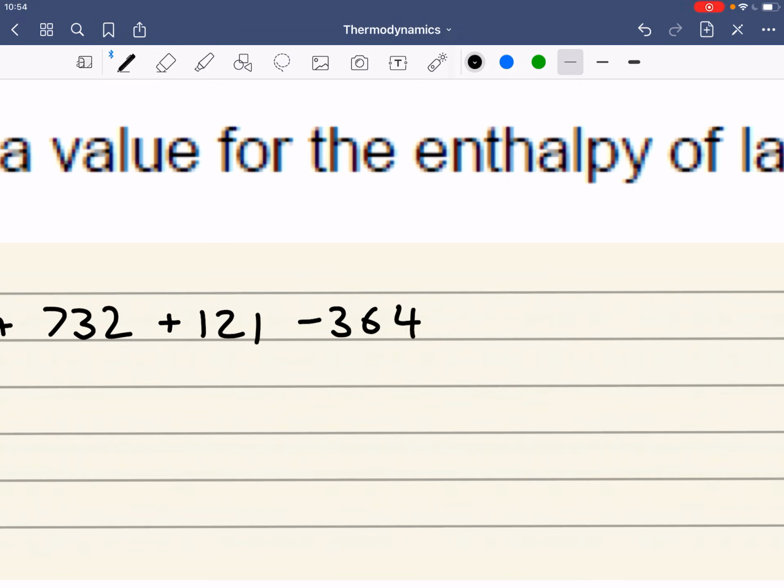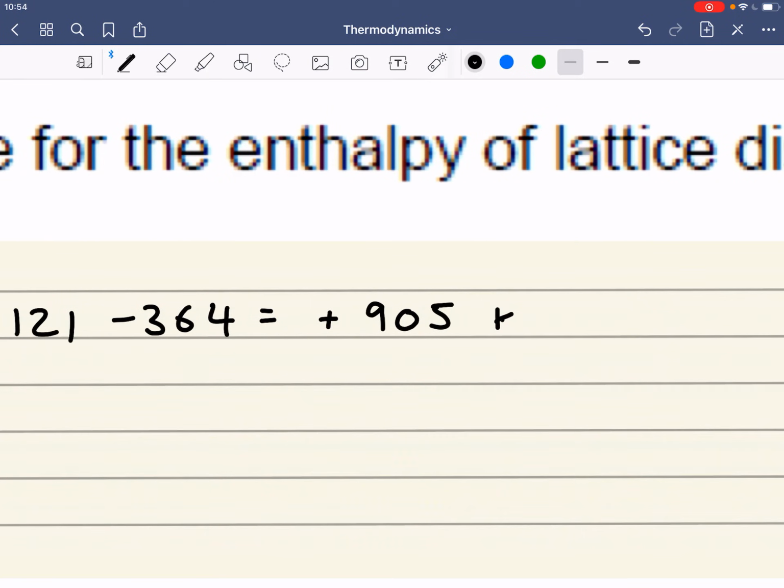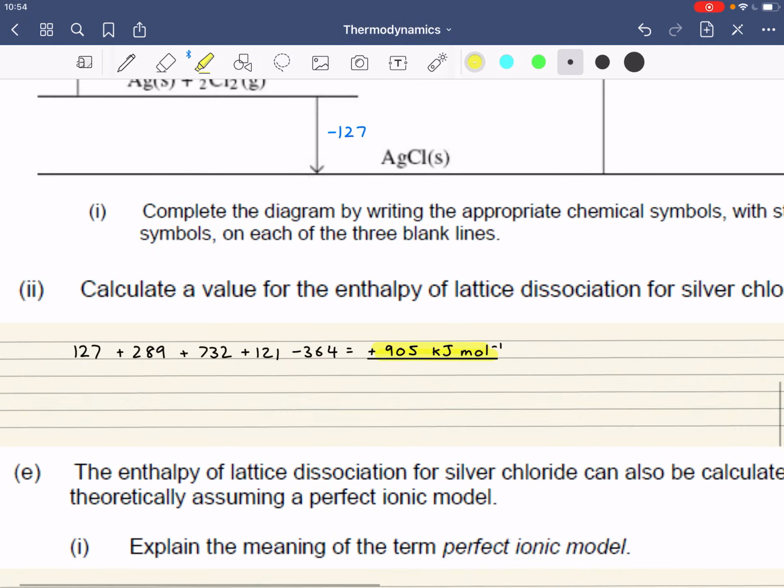And again, you should be able to guesstimate this answer. It's a lattice dissociation enthalpy, so it's going to be a very big positive number, and it works out to be plus 905 kilojoules per mole. And again, if you've looked at the video on Born-Haber cycles, a question like this shouldn't have caused you too many problems.